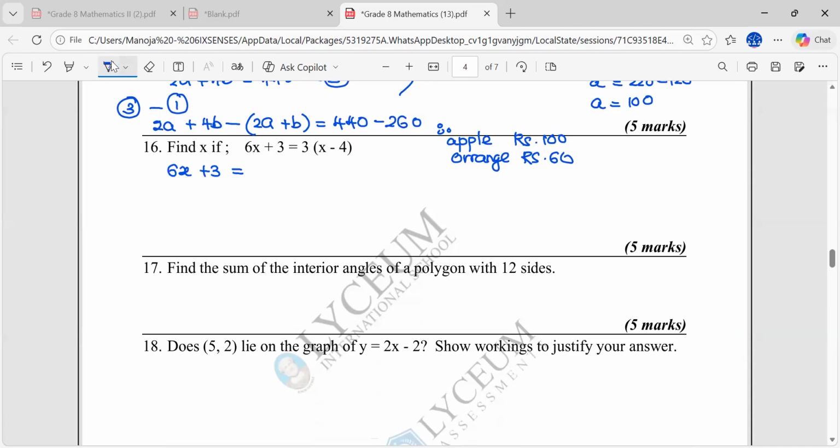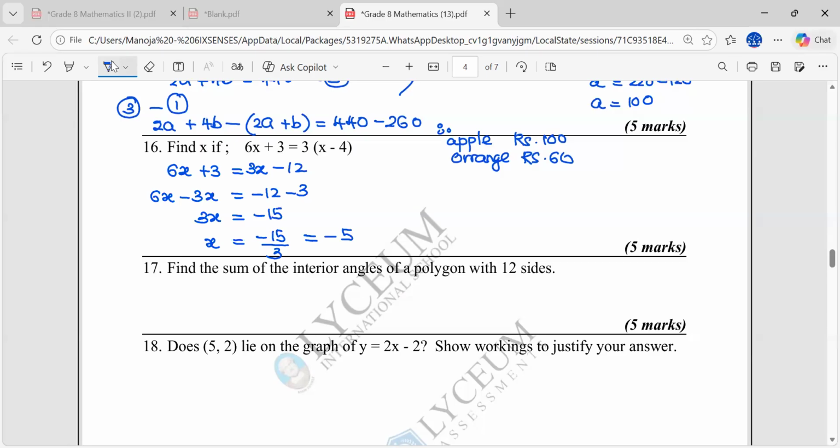First you solve the bracket. 3 times x, 3x, and 3 times 4, negative 12. And then 6x minus 3x equal to minus 12 minus 3. 6x minus 3x, 3x is equal to negative 15. And x is equal to negative 15 over 3, and it is equal to negative 5, right? It is equal to negative 5.